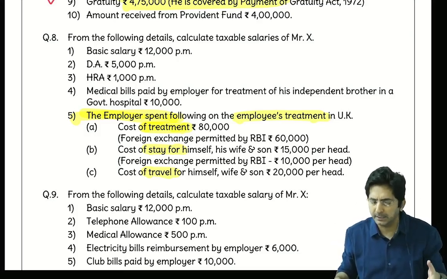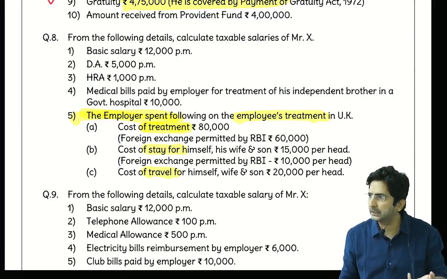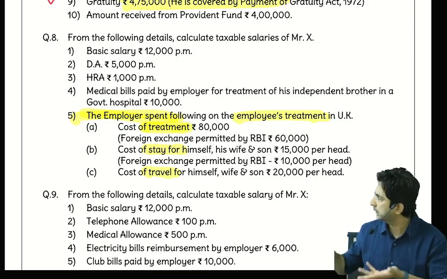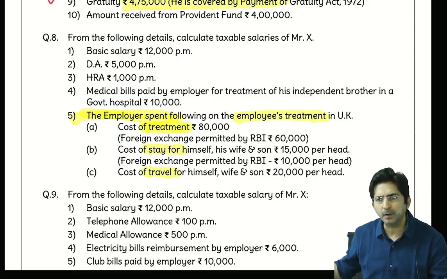And in my chart, is it in India or outside India? Outside India. And in outside India we had three things: benefit of treatment, benefit of stay, benefit of travel. All three things are given. So let us write one by one.